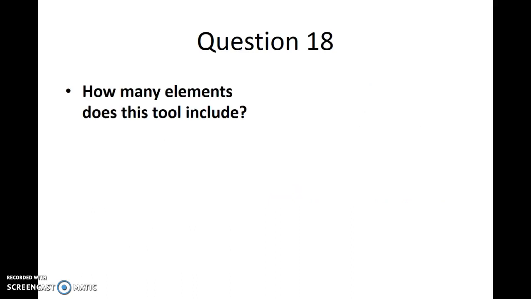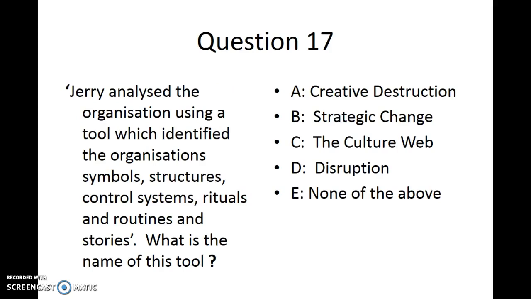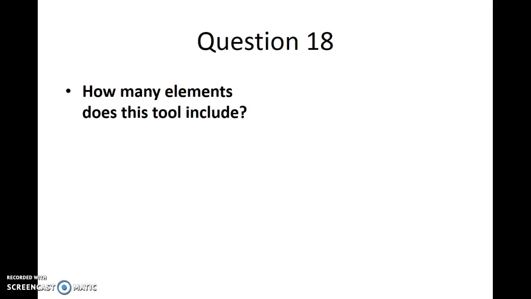Question 18. How many elements does the tool that's mentioned in question 17 include? A4, B5, C7, D9, or E10?